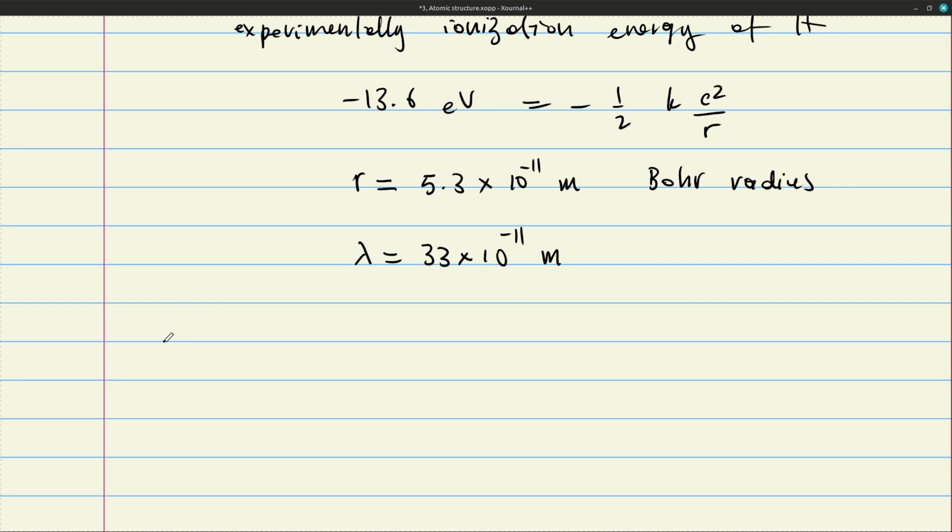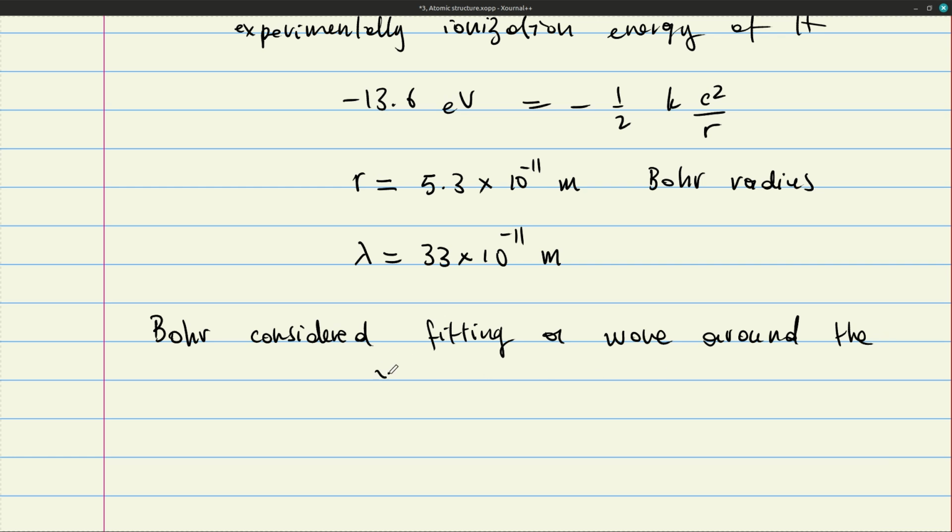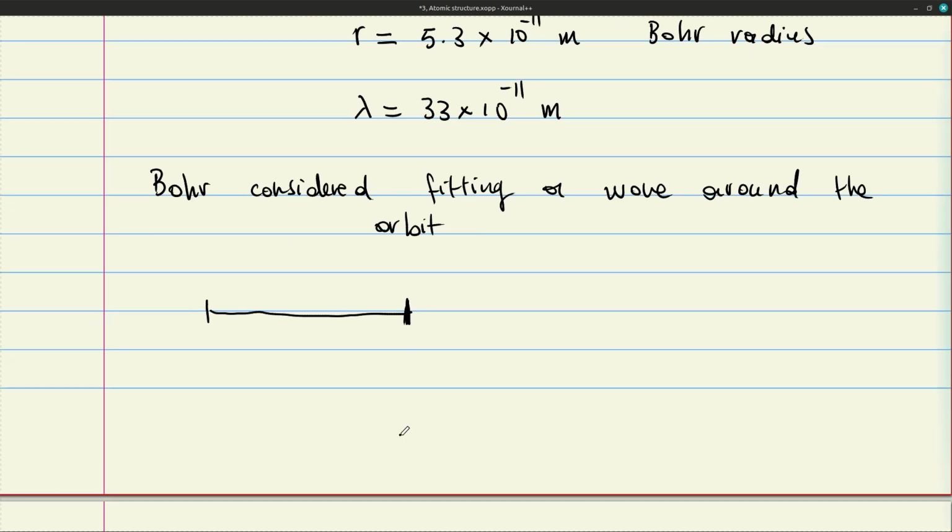And here is Bohr. So Bohr considered fitting a wave around the orbit. Let me explain. If you remember, we had a particle in a box. We had a geometry like this. And in this case, we said the ends are fixed. So the allowed wavelengths are things like this, right?